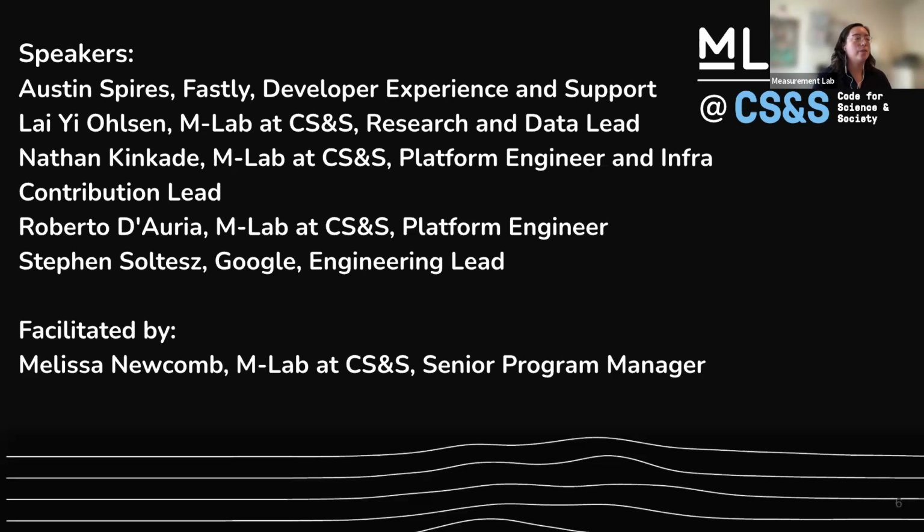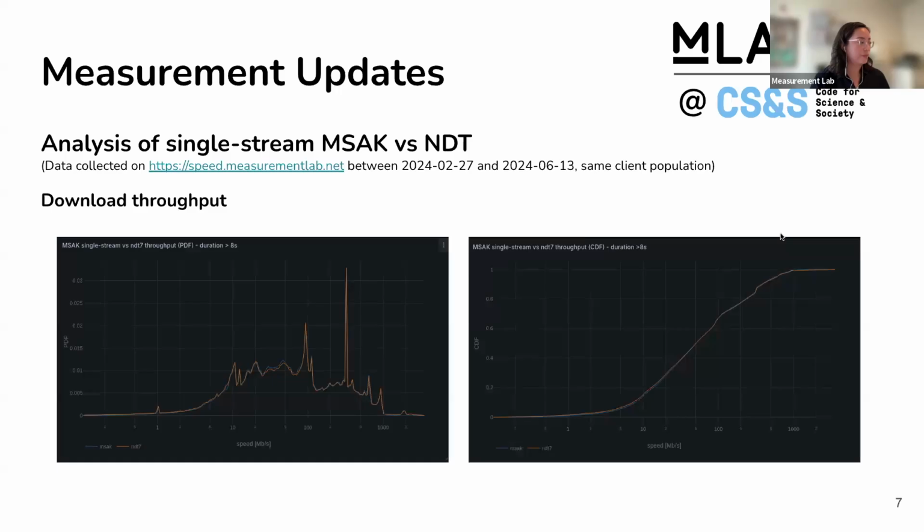So with that, I'm going to pass it to, well, first, I'll share who the speakers are. So we have this great lineup. We have Austin Spires from Fastly and members of the CS&S MLab team, Lai, Nathan, and Roberto, and then Stephen Soltesz from Google, who works closely with MLab. So now I'll pass it to Roberto.